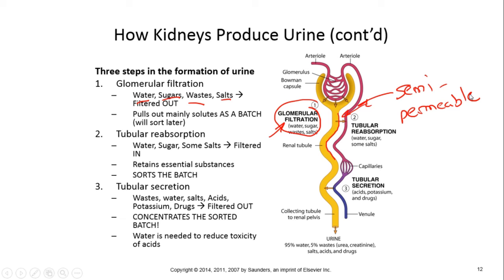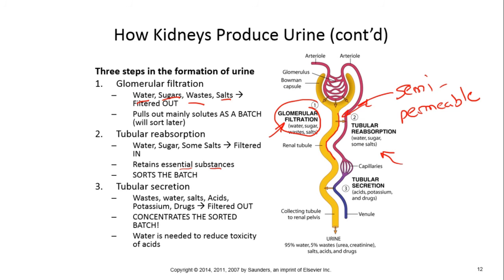The reason why it's called semi-permeable is because it picks and chooses what crosses that tube wall, but it doesn't let everything go through. But then that word would be permeable, and it doesn't block everything from crossing through. Otherwise, that would be known as impermeable. Okay, so again, the water, sugar, and some salts are filtered back in, and it retains those essential substances. And I like to think of this part of the filtration process as the sorting process. So that would be this part right over here.